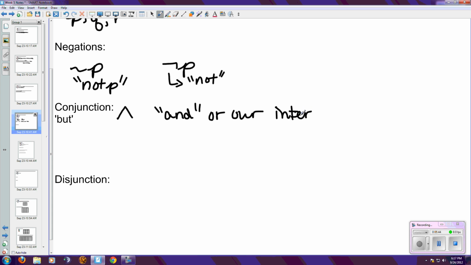Now, where the word "but" comes into play is if we have a statement like, Joe is 5 feet tall, but he's kind of heavy. So that "but" can also mean the same thing as saying Joe is 5 feet tall and he's kind of heavy. Those are the same idea. So either of those in an English statement would go to our conjunction symbol, which is again our little top of a triangle.